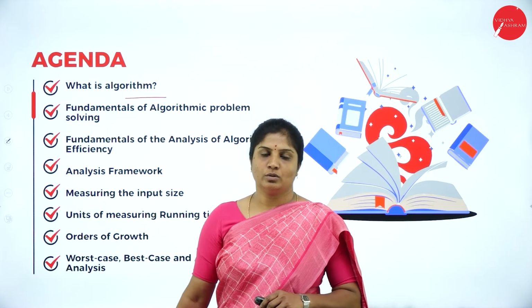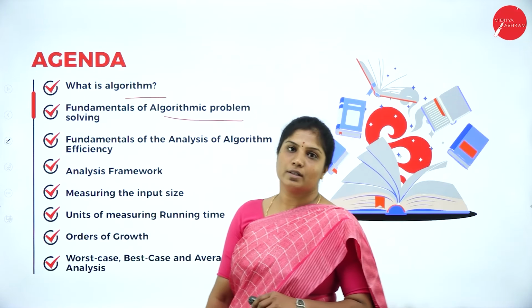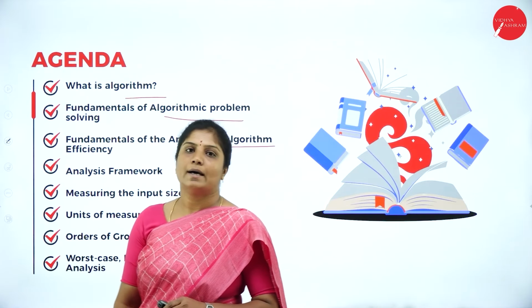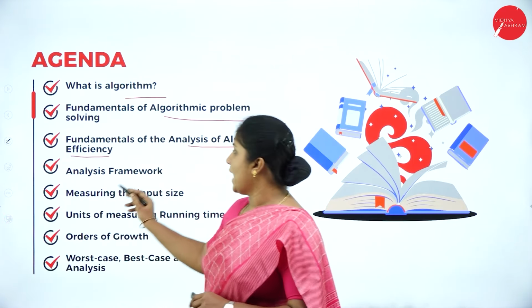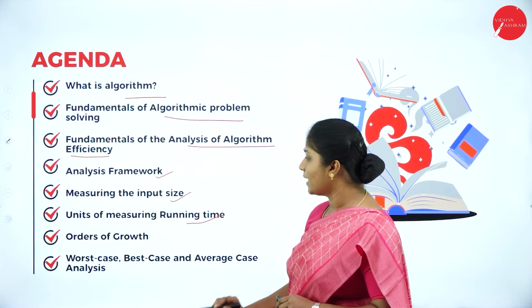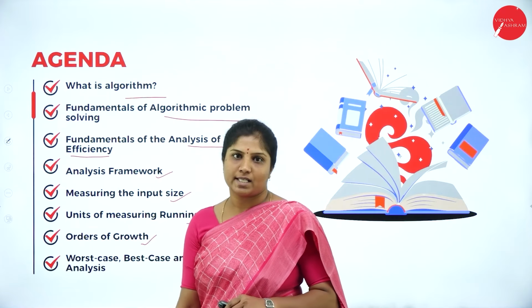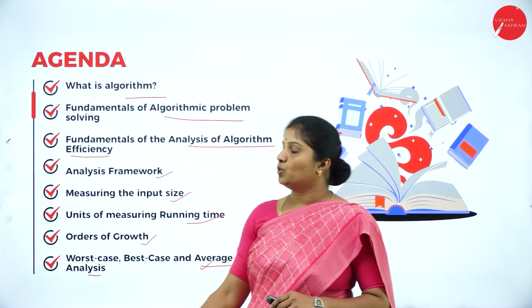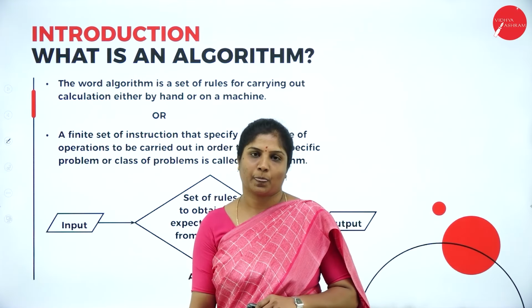Today we are going to know what an algorithm is, then the fundamentals of algorithmic problem solving. Next is the fundamentals of the analysis of algorithm efficiency. Next we have the analysis framework, measuring the input size, units of measuring runtime, and order of growth. And at last we will come across worst case, best case and average case analysis. Let us move into the first topic, that is, what is an algorithm.